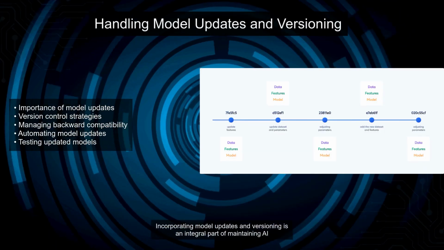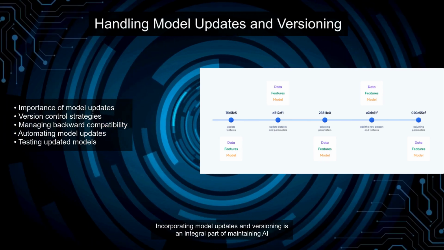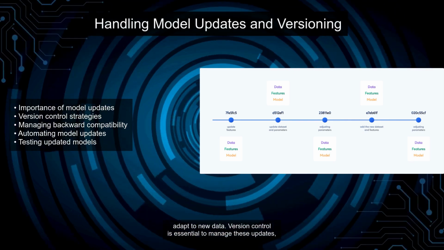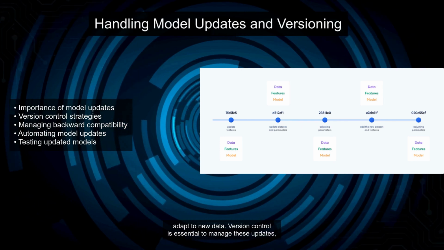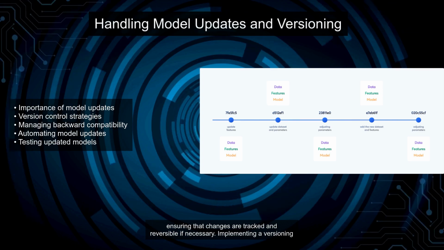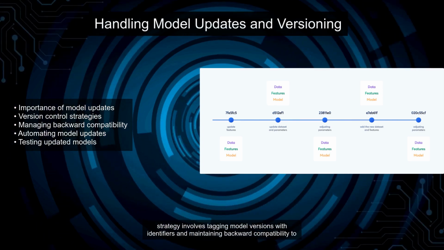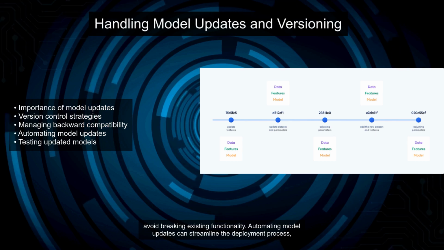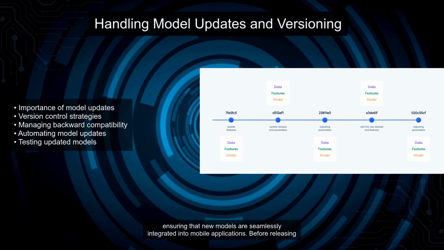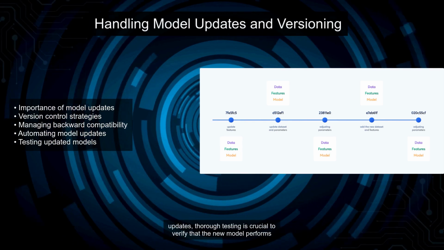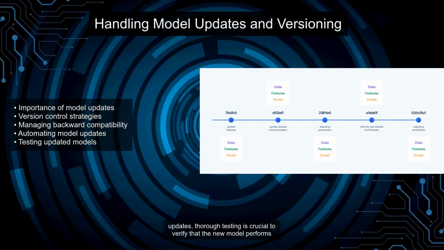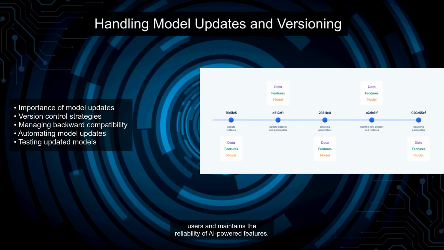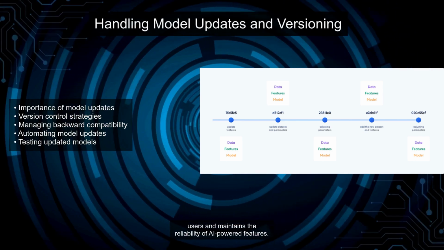app. Incorporating model updates and versioning is an integral part of maintaining AI applications. As models evolve, they require periodic updates to improve accuracy and adapt to new data. Version control is essential to manage these updates, ensuring that changes are tracked and reversible if necessary. Implementing a versioning strategy involves tagging model versions with identifiers and maintaining backward compatibility to avoid breaking existing functionality. Automating model updates can streamline the deployment process, ensuring that new models are seamlessly integrated into mobile applications. Before releasing updates, thorough testing is crucial to verify that the new model performs as expected and doesn't introduce regressions. This ensures a smooth transition for users and maintains the reliability of AI-powered features.